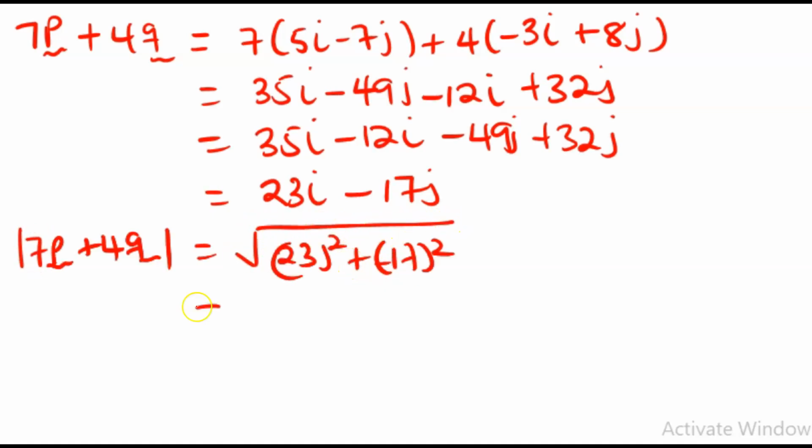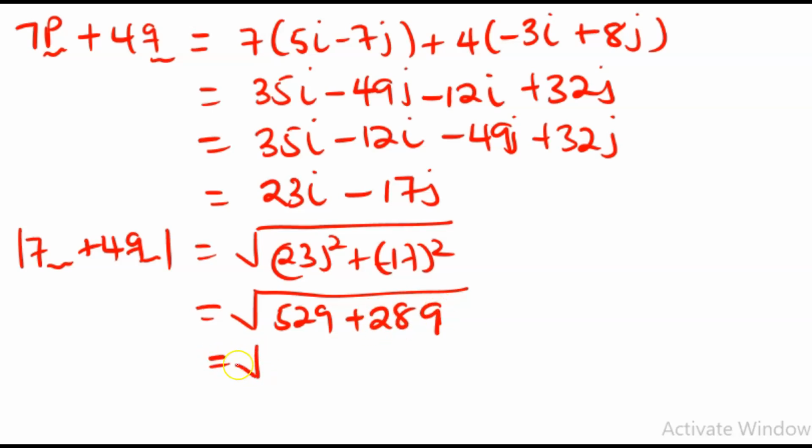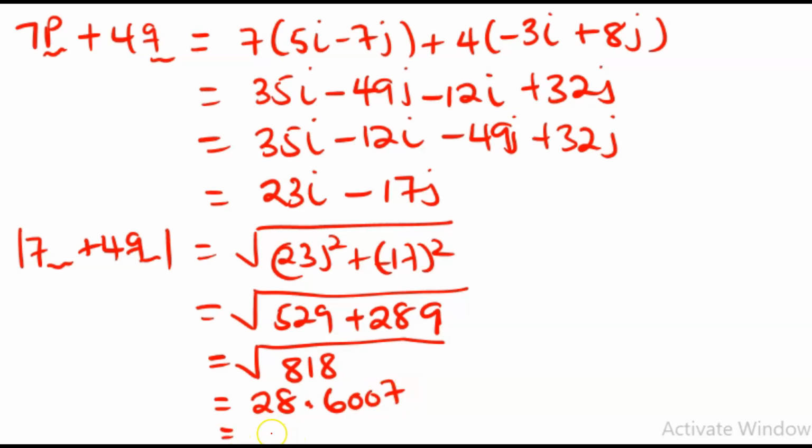So we then find the magnitude, which will be, we square the x component and we square the y component. So we have the square root of 529 plus 289, which is 818, and when you take the square root, 28.6007. Then we were asked to correct to 2 decimal places. So we have 28.60.